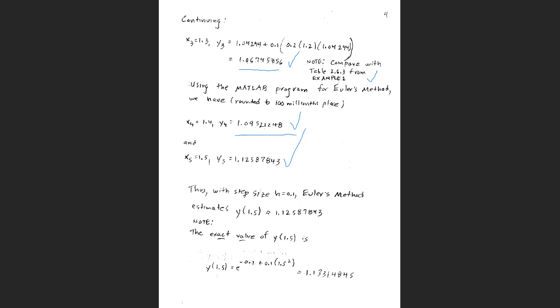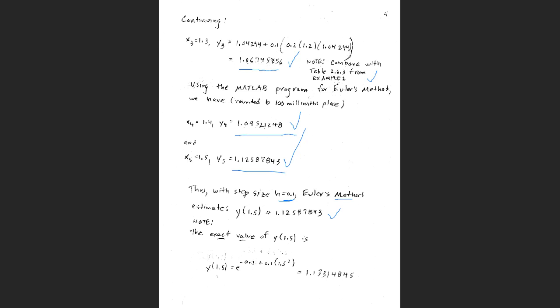So y sub 4 is 1.09521248, and then y sub 5, which is the value we're looking for, is 1.125878843. So with a step size of a tenth, h equals a tenth, Euler's method estimates that y of 1.5 is equal to 1.125878843. I'll show you the MATLAB program in a moment.